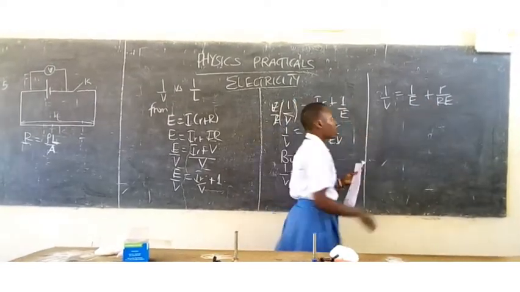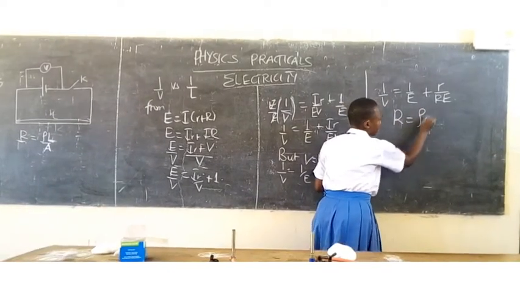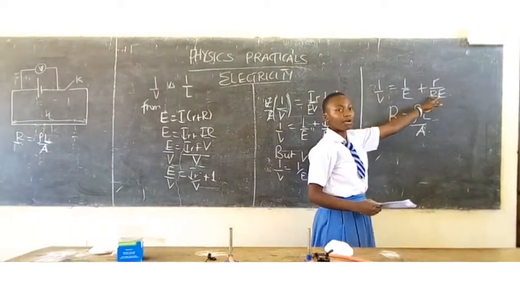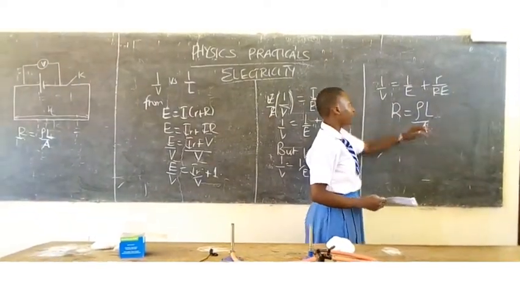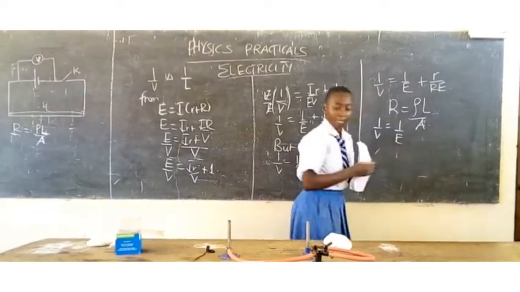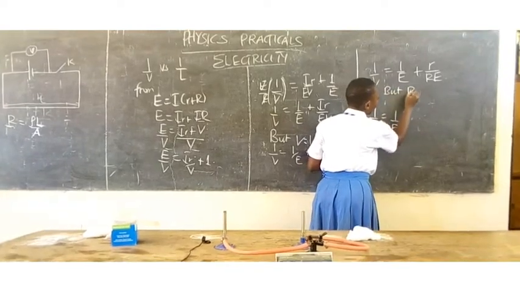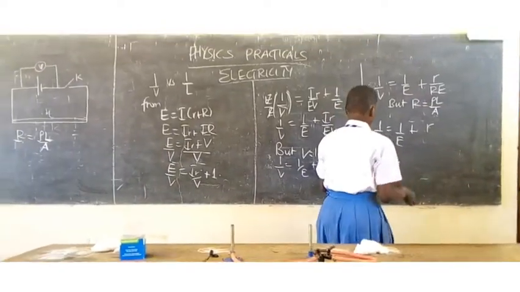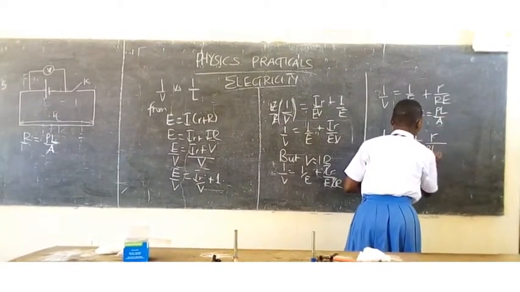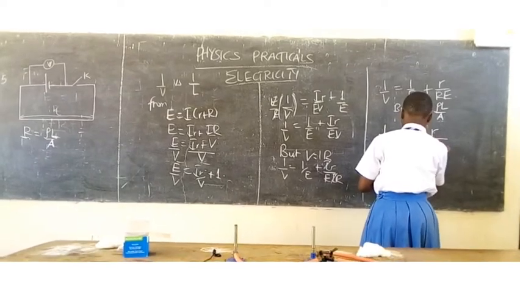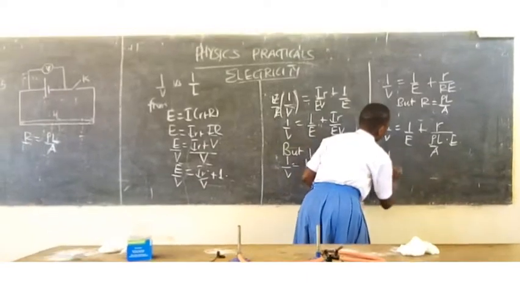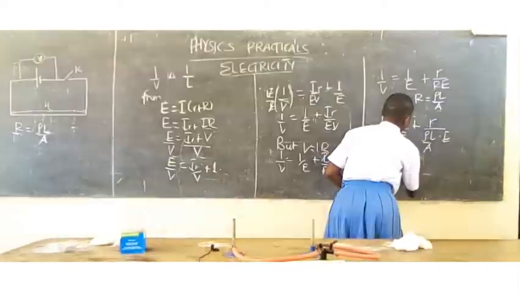As we know, R equals resistivity times L over A. So we substitute this here. Instead of R, we write resistivity times L over A. Then 1 over V equals 1 over E plus this A will come here.